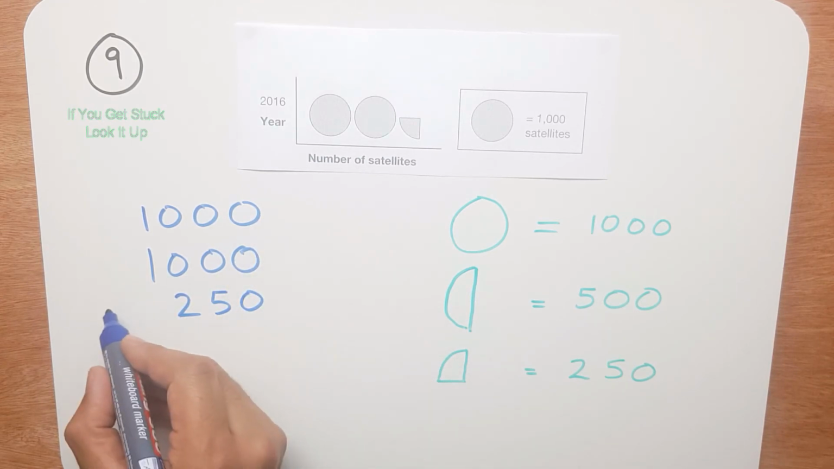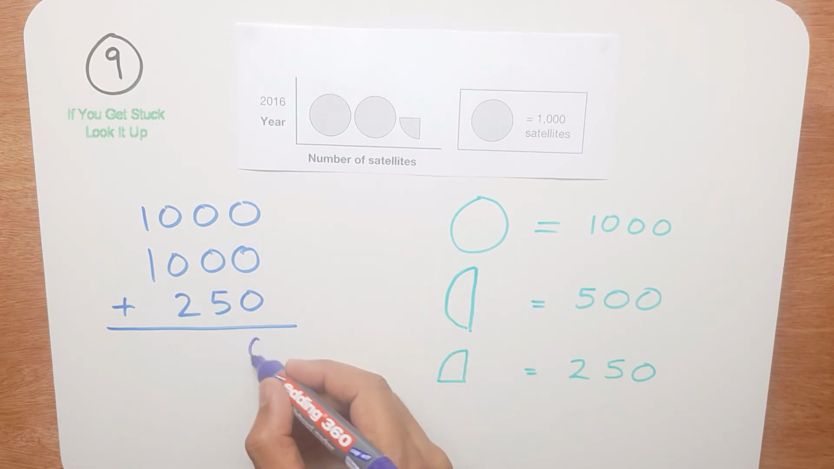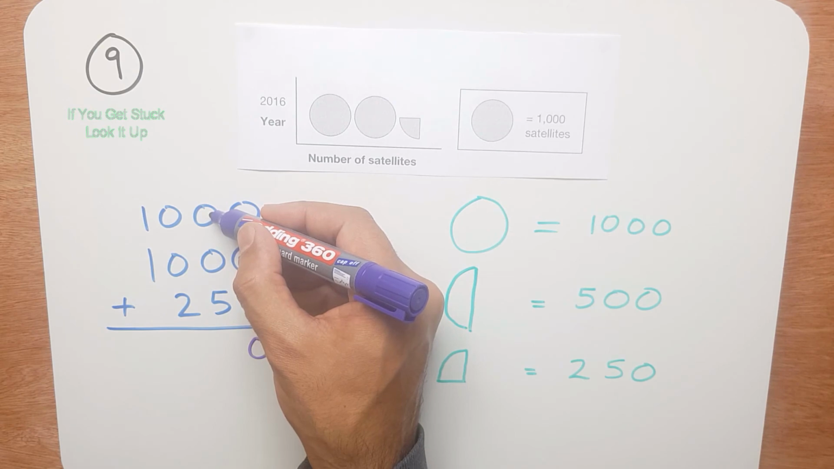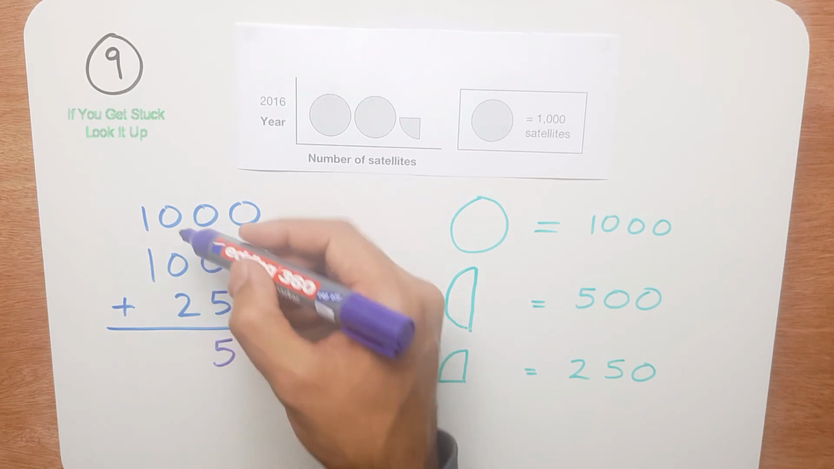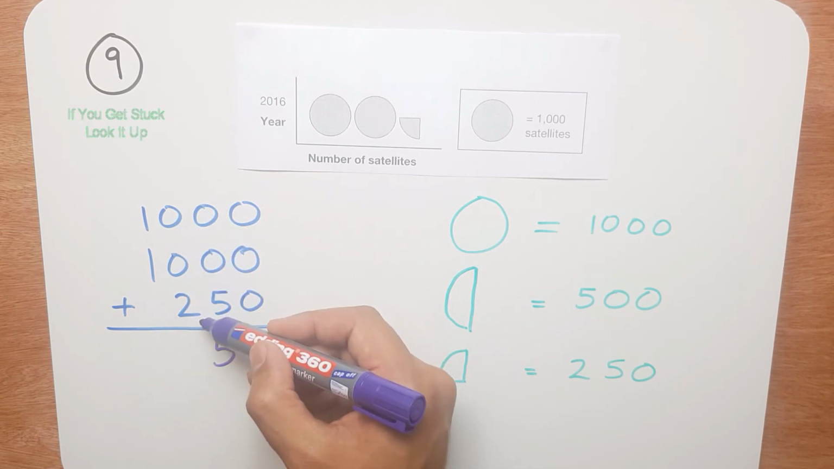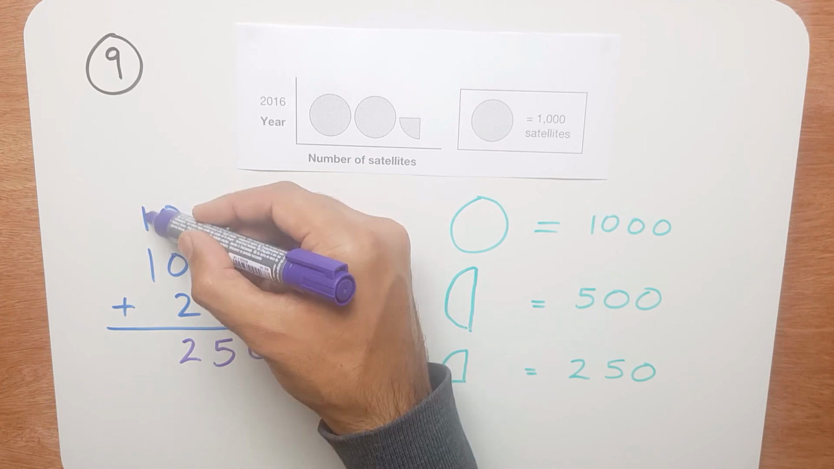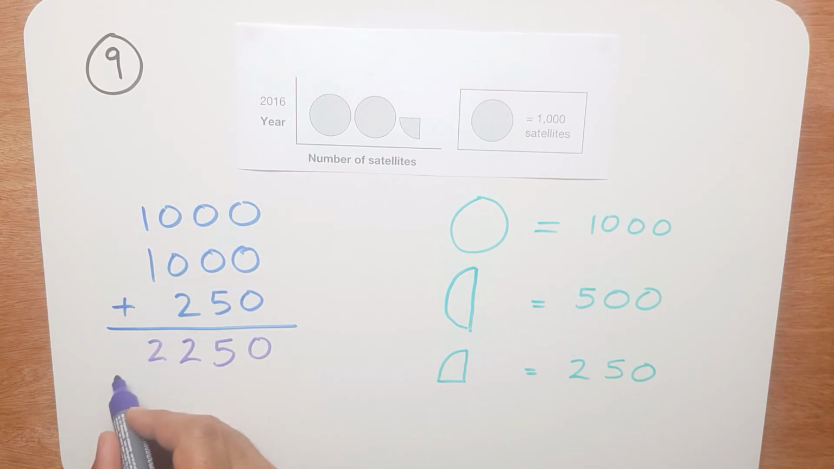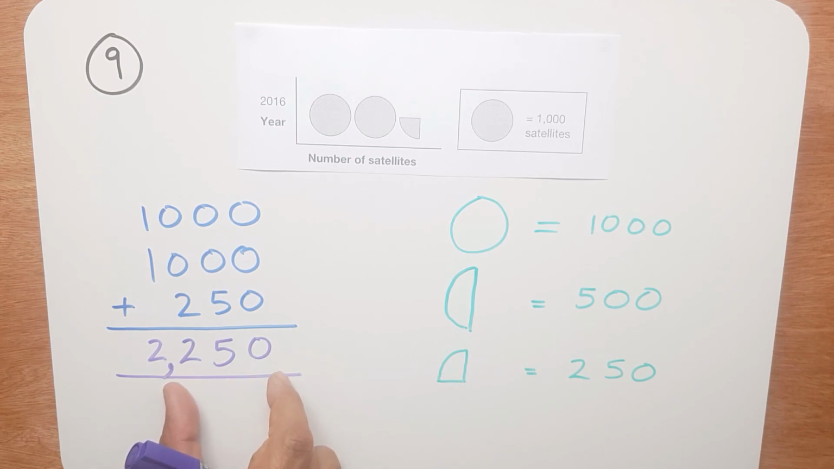So we need to add these 3 numbers. So the first column is 0. The second column is 5. The third column is 2. And the fourth column is 1 plus 1, which is 2. As before, 1, 2, 3, comma. So this is our thousands. So it's 2,250.